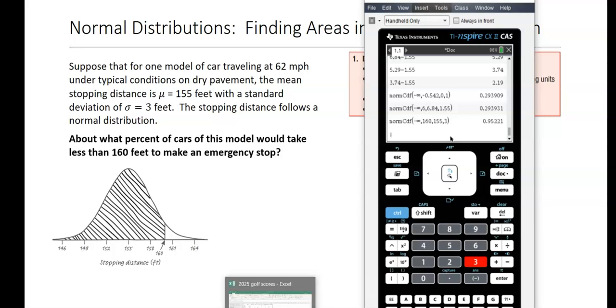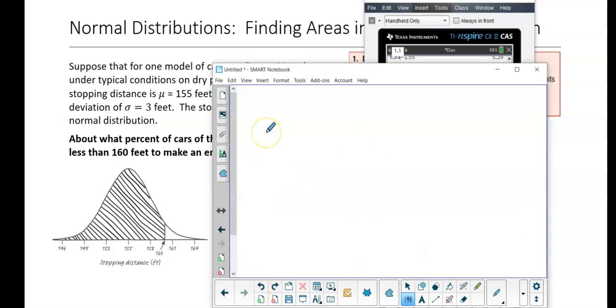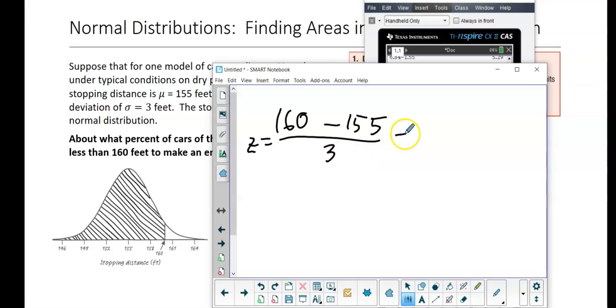Get that. If I had converted to z-scores, so for 160, z equals 160 minus the mean of 155, divided by the standard deviation of 3, ends up being 5 over 3, which is 1.666, repeating.